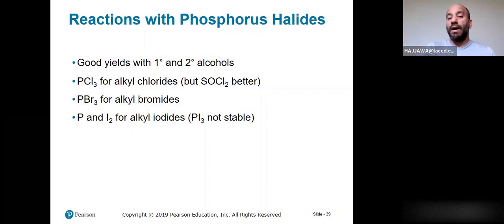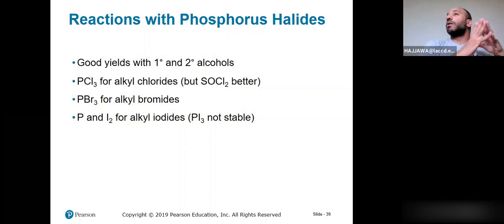It does get ruined over time. Therefore, it's best to make it in situ. So that's why we have phosphorus and iodine. That's the source of PI3. So for the alkyl chloride, for a tertiary alcohol, I will just use HCl. For a secondary or primary alcohol, I will use PCl3. Sometimes you can find thionyl chloride, SOCl2, also used. In fact, it's better, and we will see the mechanism for it.